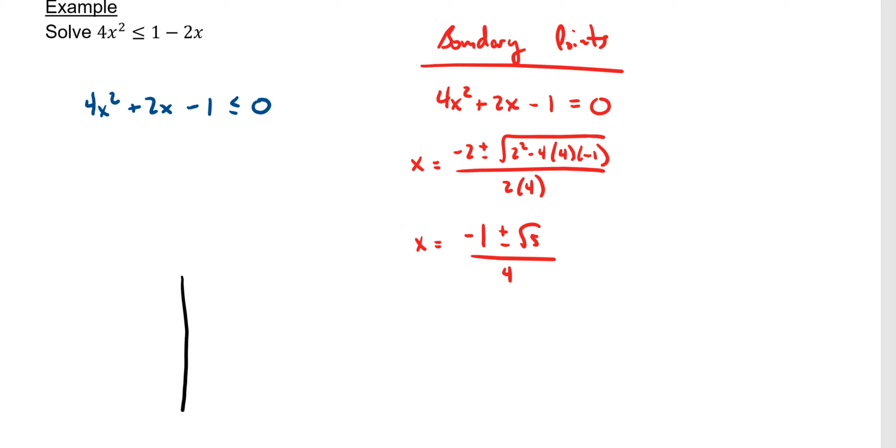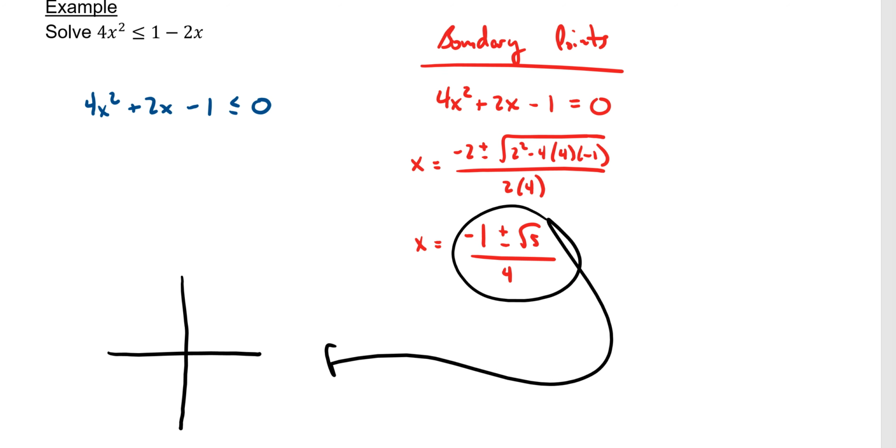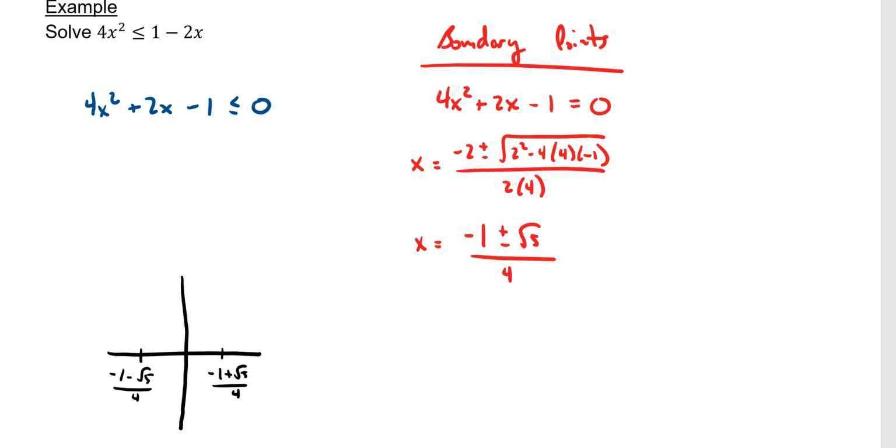We're just going to draw a really rough sketch of the graph. And once again, this does not have to be perfect. You don't even need to have these x-intercepts in the exact spot. So I'm just going to write it like this. Negative 1 minus radical 5 over 4. That one obviously has to be on the left because that's the smaller one. And then on the right, negative 1 plus radical 5 over 4. And we know once again, this is a parabola opening upwards. So it just looks something like this.